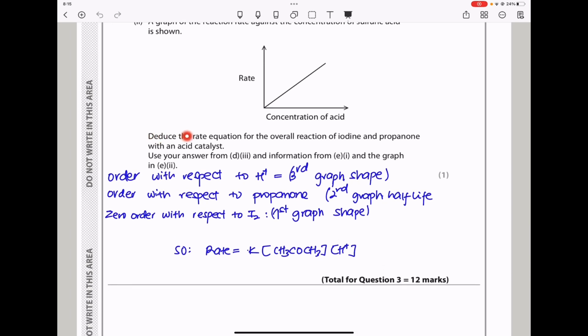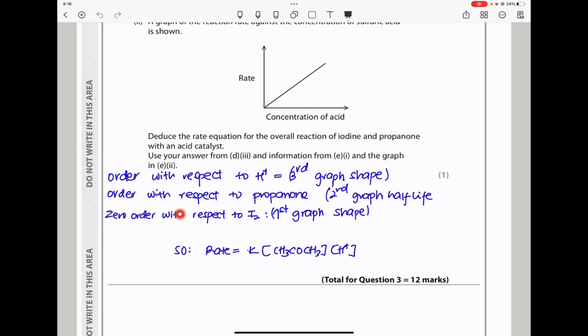And finally, they say deduce the rate equation for the overall reaction of iodine and propanol with an acid catalyst. Use your answer from D3 and the information from E1 and the graph in E2. From the third graph, we can see it's a straight line through the origin, so it's first order with respect to the acid. When we go back to the previous graph for propanol, we saw it was constant half-life, so we can say still first order with respect to propanol.